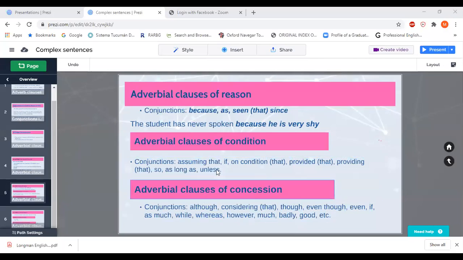In the case of conditionals, you know that you have two parts, okay? One of them is called the condition, and the other one is called the result. Translating that into complex sentence language, the condition part is the subordinate clause, and the result part is the main clause, okay? You can have either order. You can either begin with the condition or with the result, and the meaning of the sentence will be the same, okay?